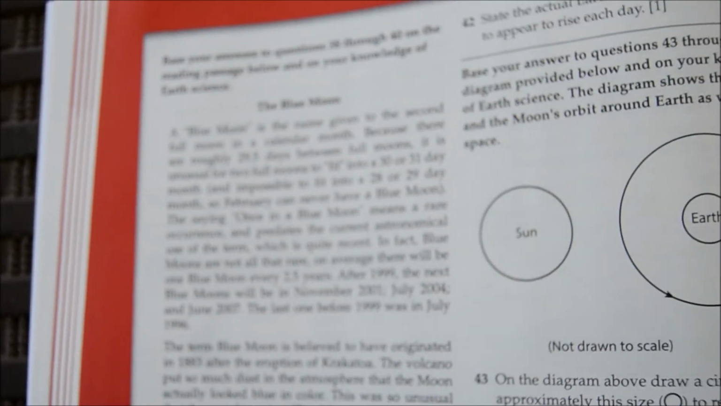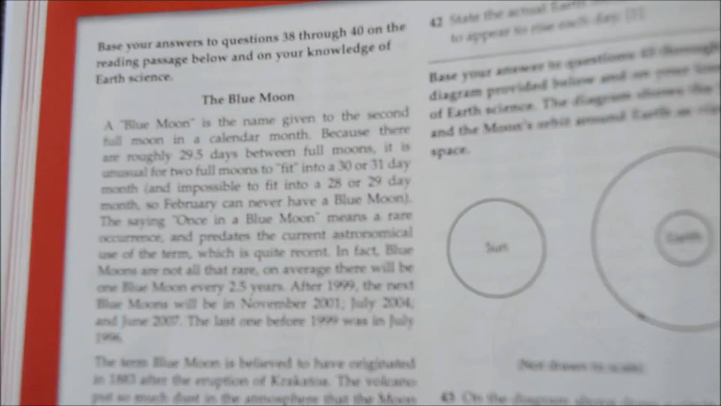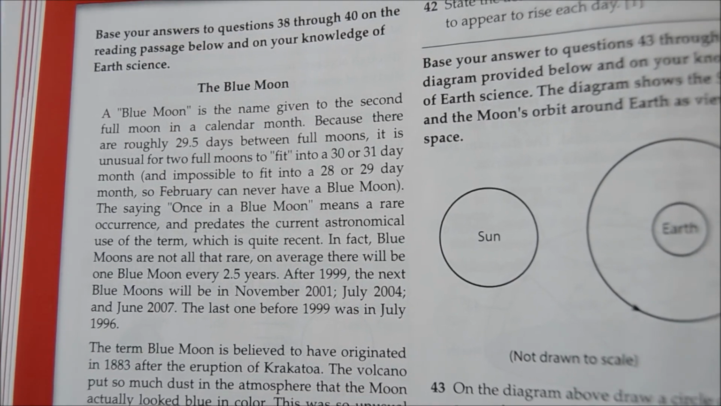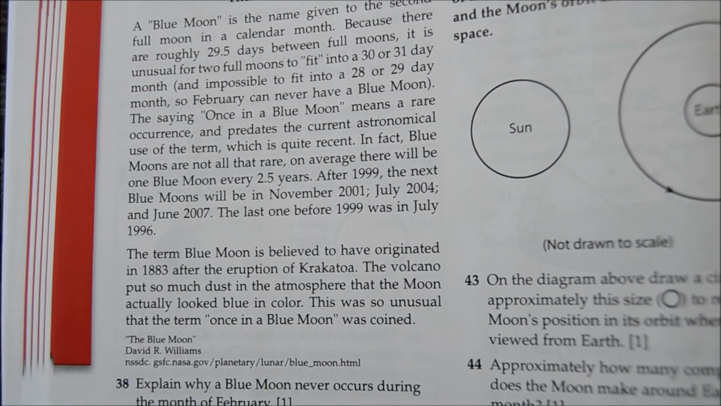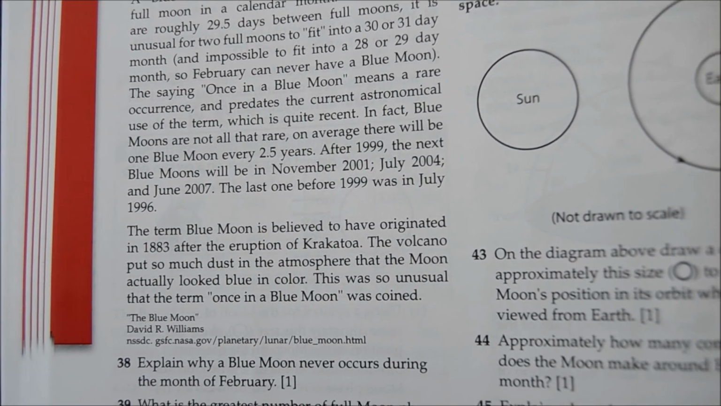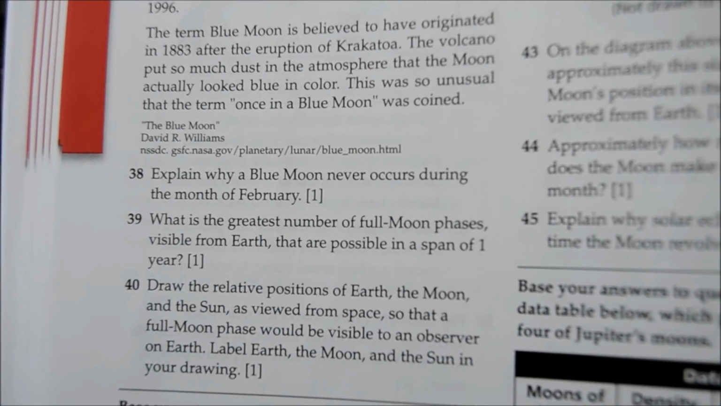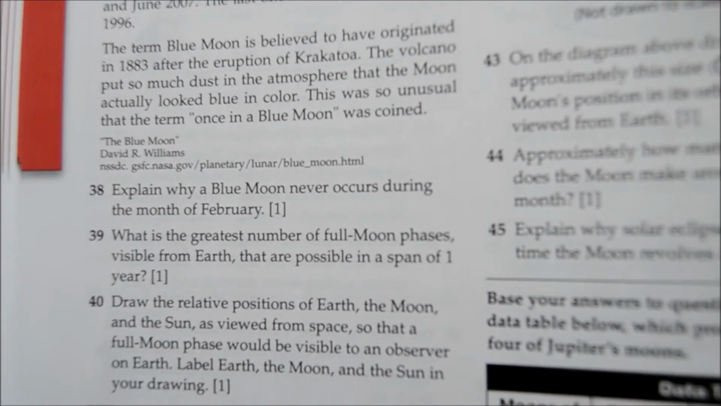Base your answers to questions 38 through 40 on the reading passage below and your knowledge of earth science. I need you guys to actually read that passage and then answer number 38 through 40. Explain why a blue moon never occurs during the month of February.